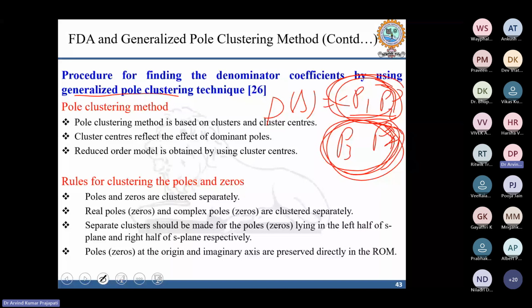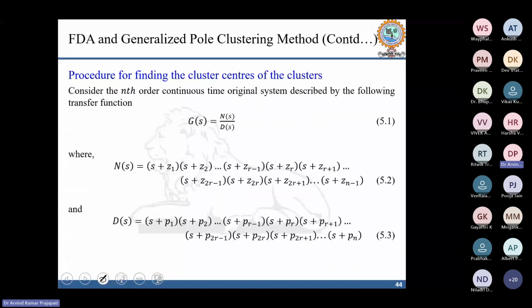So what we have to do is first make the clusters. For the poles and zeros, you have to make different clusters. How can you group them? Real poles and complex poles are clustered separately, and separate clusters should also be made for the poles lying in the left half S plane and the right half S plane. The poles which are at the origin or on the imaginary axis will be kept directly in the reduced order model.